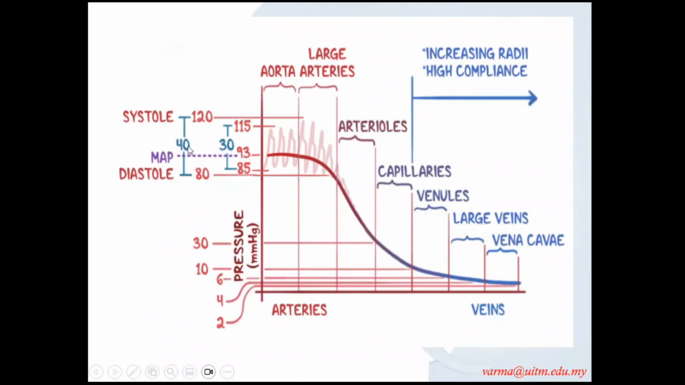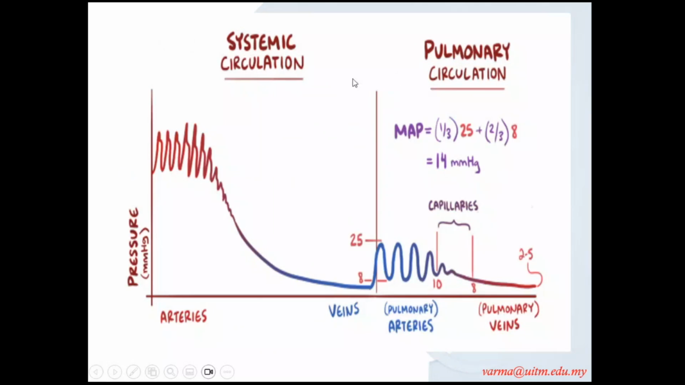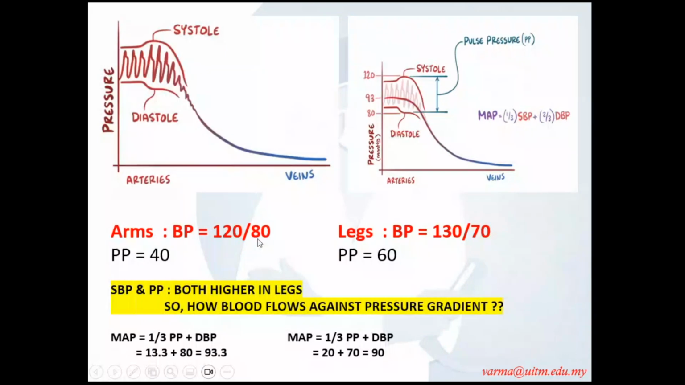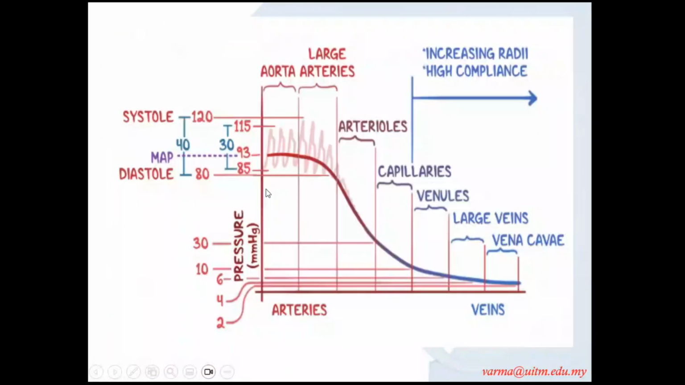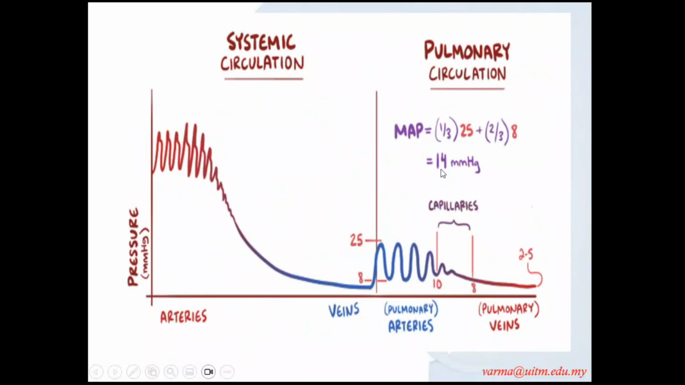This is about the systemic circulation. When you talk about pulmonary venous circulation, you see, venous circulation pressures are all very low. So, of course, their mean arterial pressure will be much lower compared to the arterial system. Systemic versus pulmonary circulation: if you talk about your mean arterial pressure in a patient with 120 over 80, your mean arterial pressure is 93.3. Whereas in your pulmonary circulation, your mean arterial pressure is only 14. So that's why the blood can push through from your right heart into the pulmonary circulation. Then it comes back.